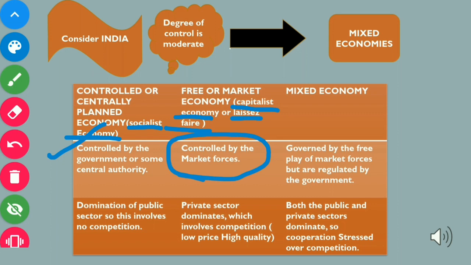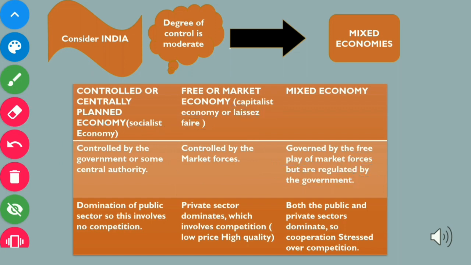And next is mixed economy, which prevails in a country like India. It is basically governed by the free play of market forces but regulated by the government. Market forces do what they feel like, but under the regulation of government. They need to discuss with that as well.